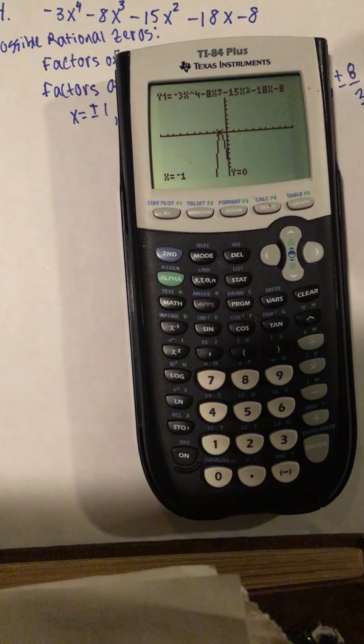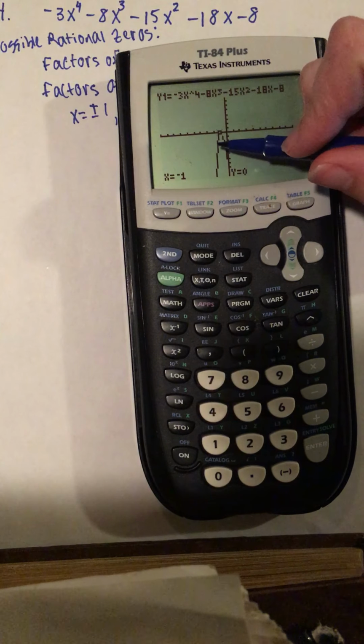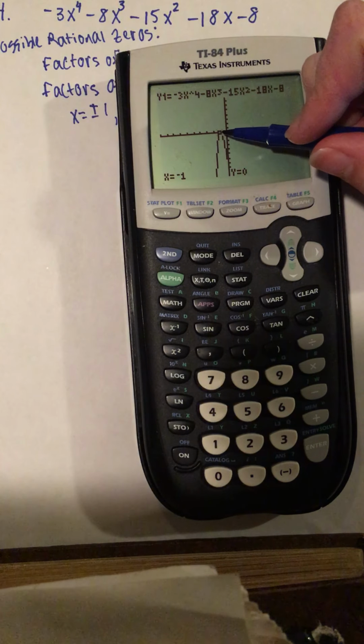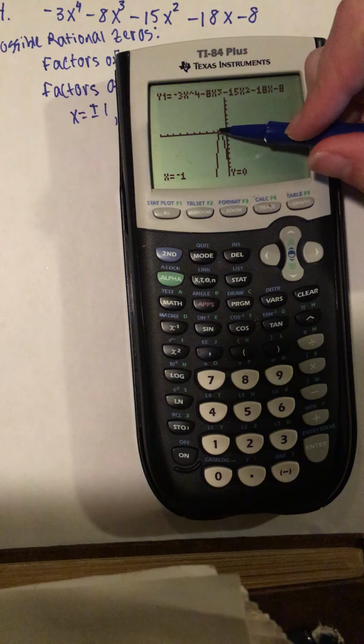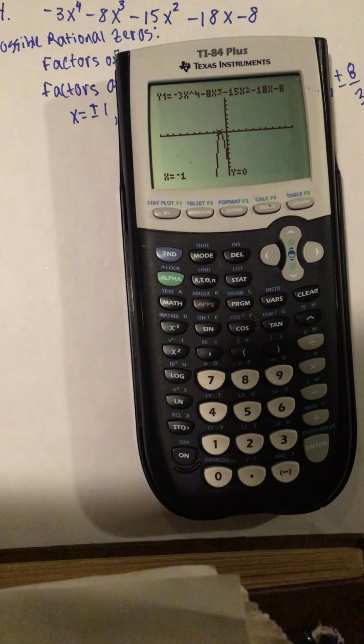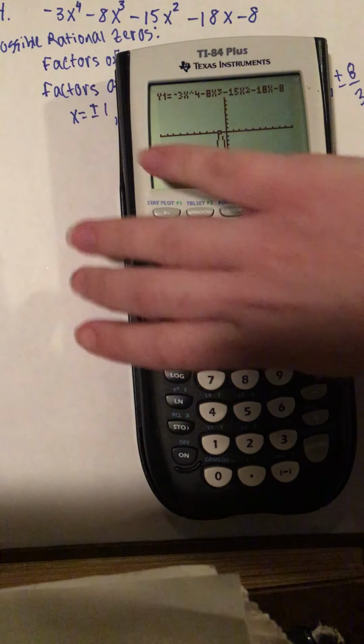And actually, you can tell that the graph is coming up to the 0, and then it's coming back down, right? It's rebounding on the x-axis there. Remember, that means that it has an even multiplicity, so probably a multiplicity of 2, which means we'll be able to divide that number out twice.